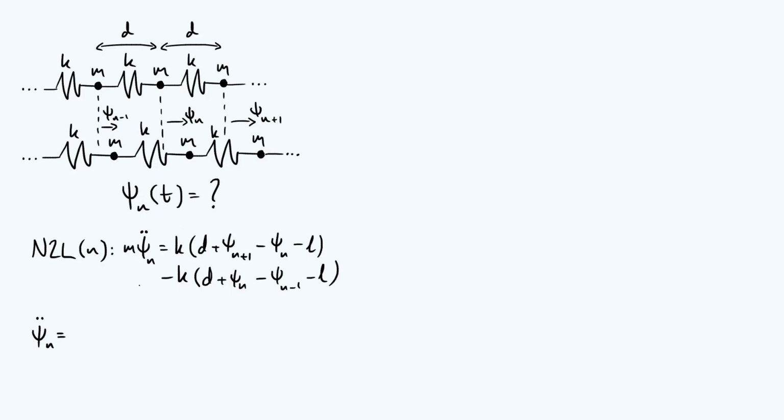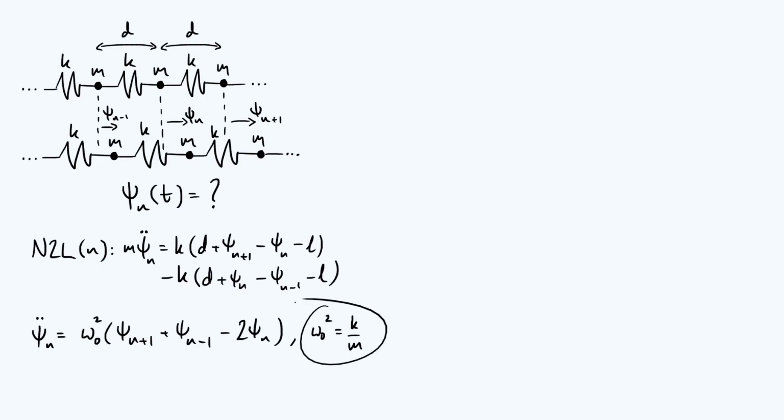But anyway, the simplest way to write the right hand side is, well, you've got your k over m because we divided by m. You've got a psi n plus 1. You've got a plus psi n minus 1. And then you've got a psi n from each term. Both of them have minus signs. So you've got minus 2 psi n. I'm going to define a new parameter, omega naught squared, which is defined as k over m, and then I'm going to replace that k over m with omega naught squared. This, of course, is just the frequency of free oscillations of a single mass spring system.